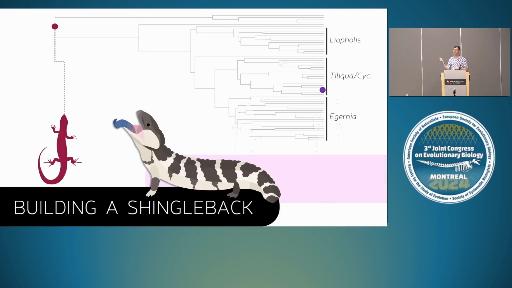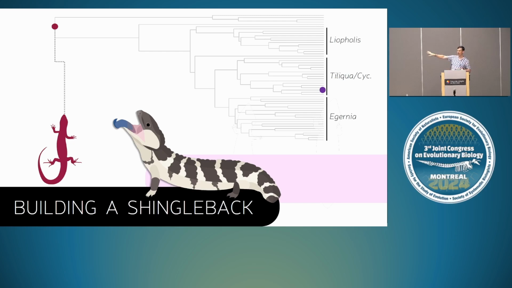So the shingleback lizard's a really cool animal. It's got this massive armor on its back, osteoderms set in the scales. They're kind of like a giant chainmail. They live a really long time. They're monogamous, and they wander open habitats in Australia. And they're one of the more extreme morphologies in the group.